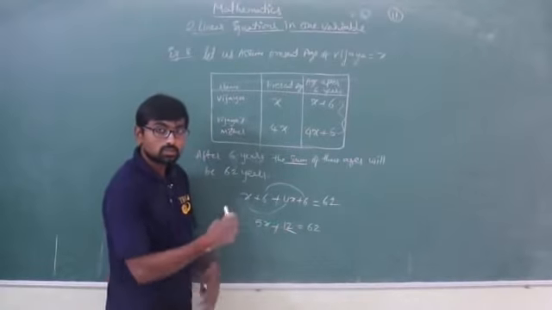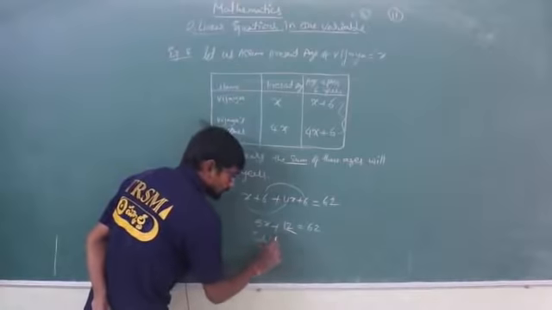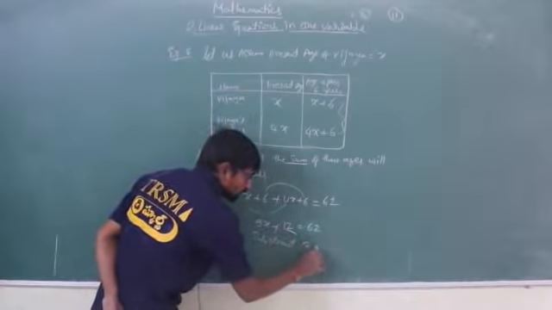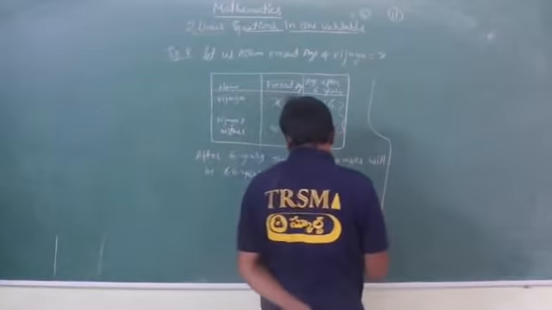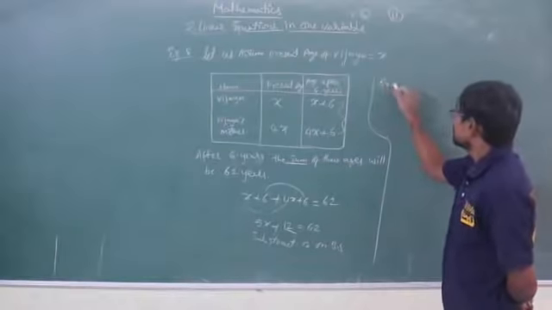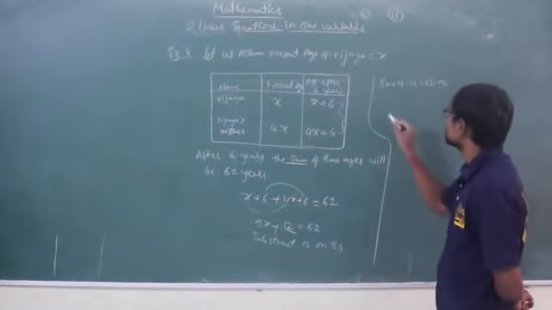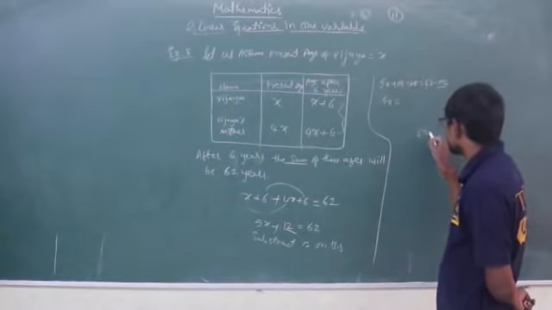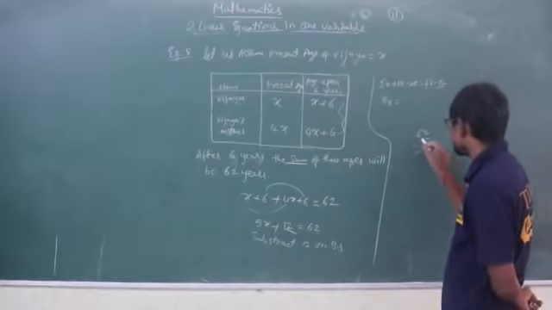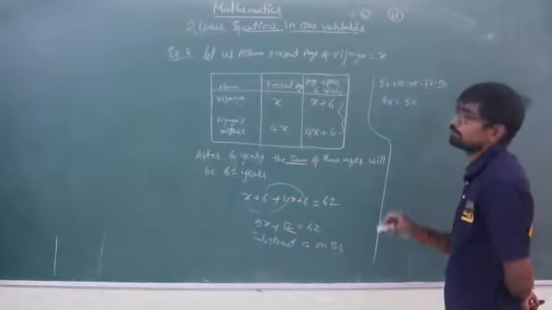12 is adding here, so I have to use the additive inverse. We have to subtract 12 on both sides. So subtracting 12 on both sides, what will I get? 5x plus 12 minus 12 is equal to 62 minus 12, so 5x plus 0 is equal to 62 minus 12. 62 minus 12: 2 minus 2, 0, here 6 minus 1, 5, isn't it? So here I am getting 50.